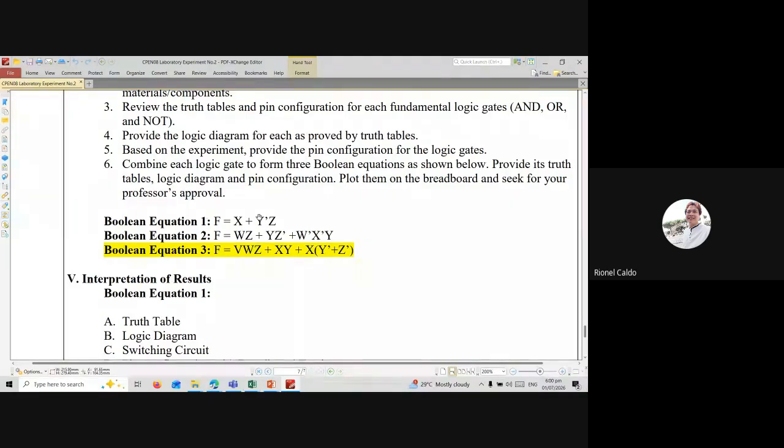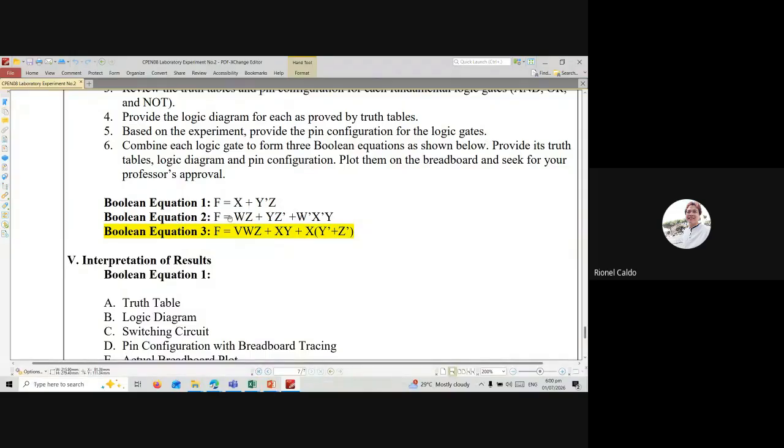Once okay na yun, na-approve ko na, that's the time gagawin mo yung second equation, which is f is equal to wz plus yz naught plus w bar x bar y. Again, as you can see here, ito, tatlo yung inputs, kaya we have 8 possible combinations. Ito, we have w, x, y, z. So, we have 4 inputs, kaya nag-expect tayo ng 16 possible combinations.